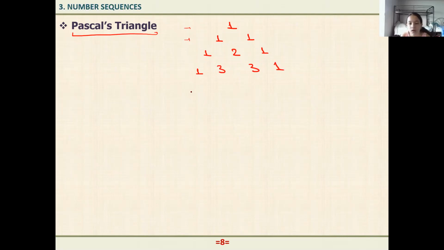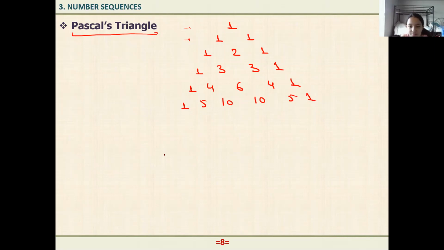And how about the next row? Here we have again 1, 1 plus 3, it is 4, 3 plus 3, it is 6, 3 plus 1, it is 4, and here we have 1. Continue. That is really cool, beautiful, and also it has very beautiful applications. And here we have 5, 1.